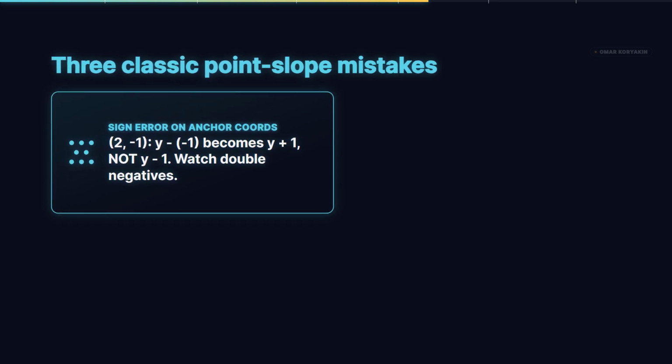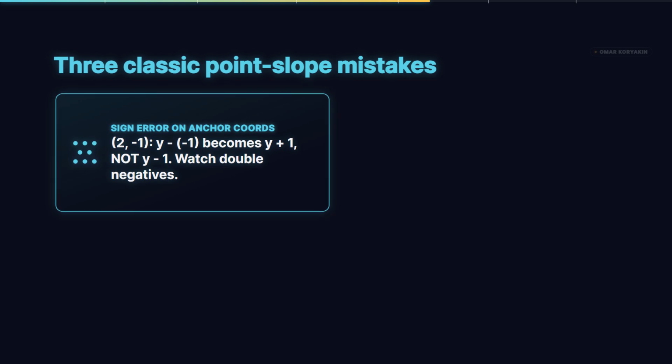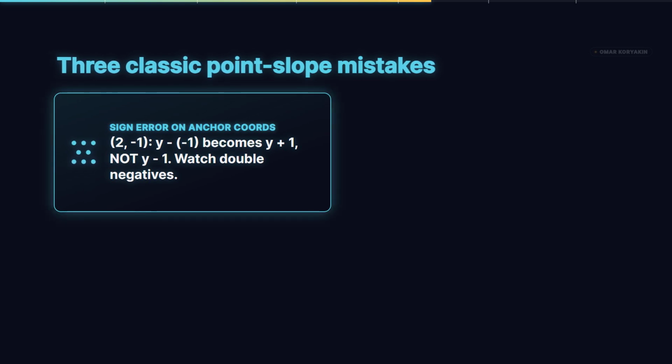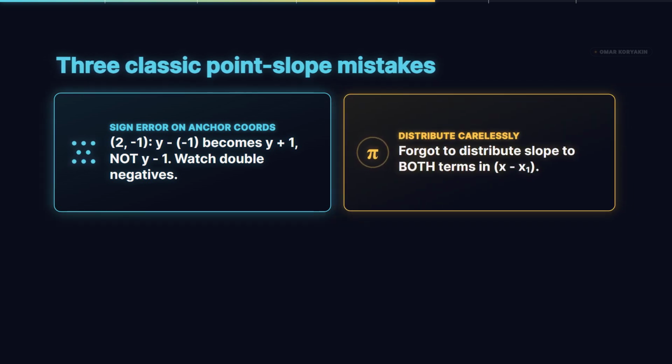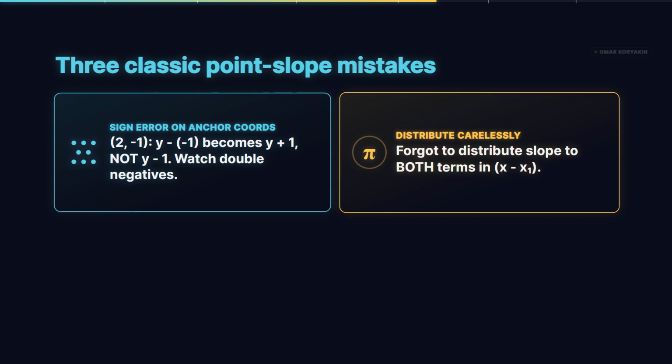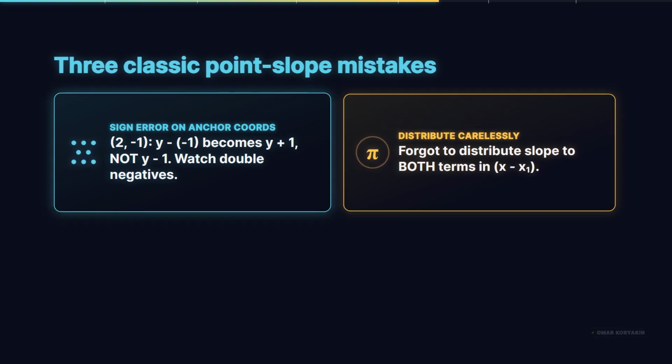The explicit two-step sequence prevents the sign error that students make when they try to simplify too quickly in their head. Second mistake: forgetting to distribute the slope to both terms inside the parentheses during the conversion to slope-intercept form.